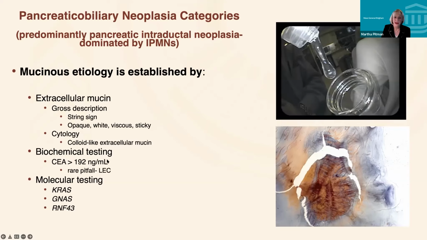We can also do it by biochemical testing. CEA greater than 192 nanograms per milliliter is a mucinous cyst, keeping in mind that rare pitfall of a lymphoepithelial cyst that we just discussed. And also molecular testing. KRAS, GNAS, RNF43, these mutations support that you're dealing with a mucinous cyst, but they do not stratify for grade. All it tells you is you're dealing with a mucinous cyst. So these are the ways that you can define the mucinous etiology.